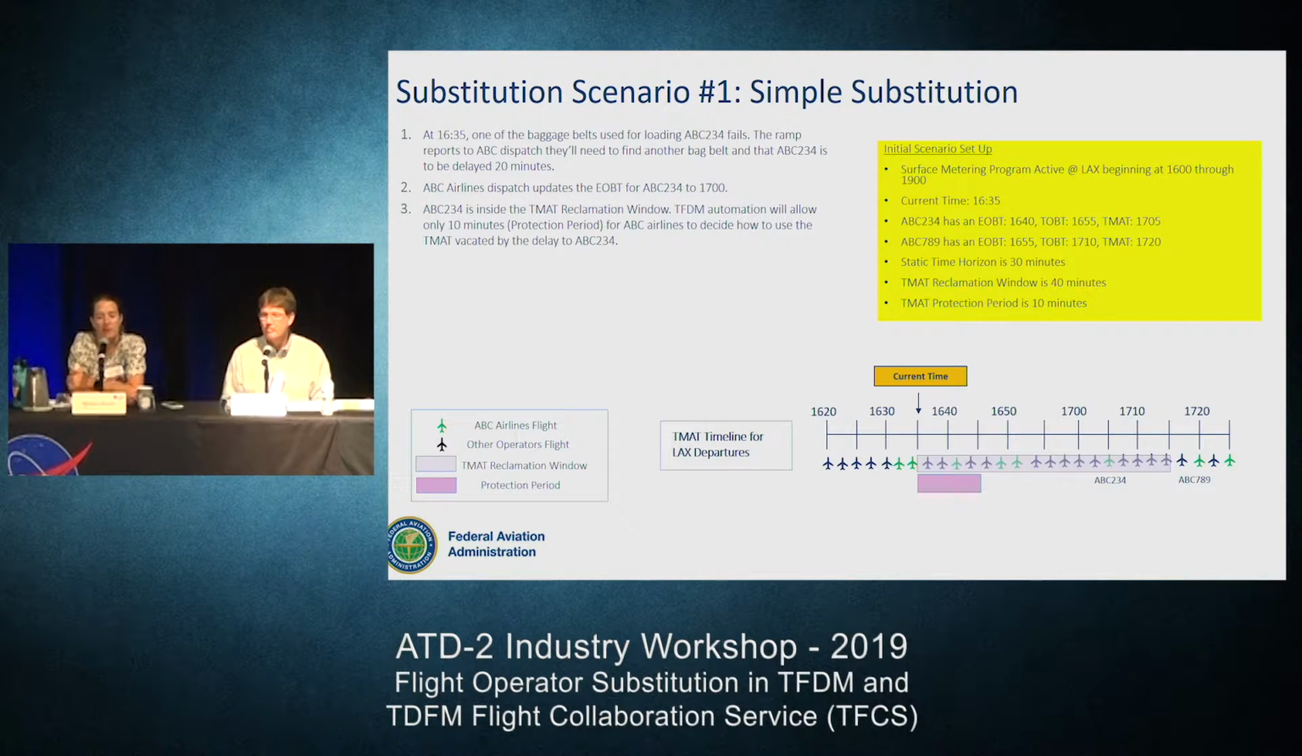So there's a protection period just for awareness. Like I said, you have the 10 minutes, so until 1645, to decide what you want to do. At this point, the airline decides, yeah, I have another flight that I can move earlier and it's ready to go. We're finishing up boarding for it. So the airline will submit a substitution request to TFDM via the TFCS interface, swapping these 2 aircraft and substituting the surface metering times between these 2 aircraft.